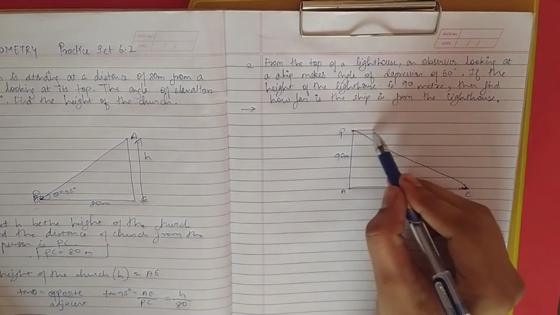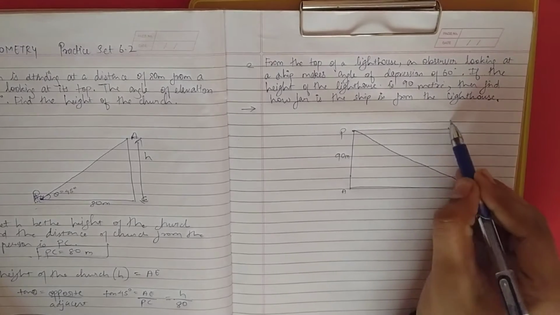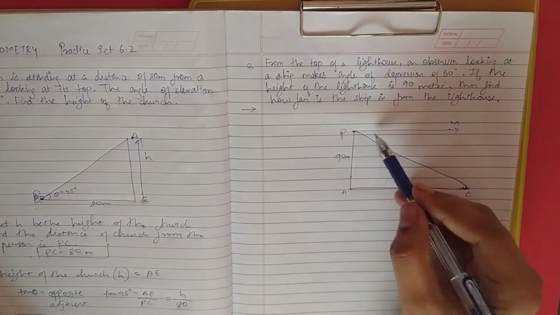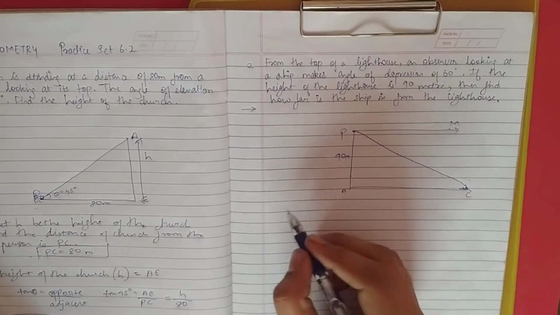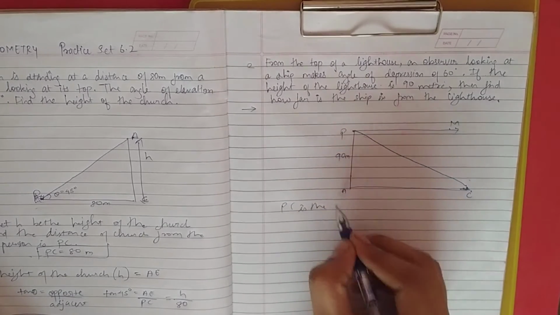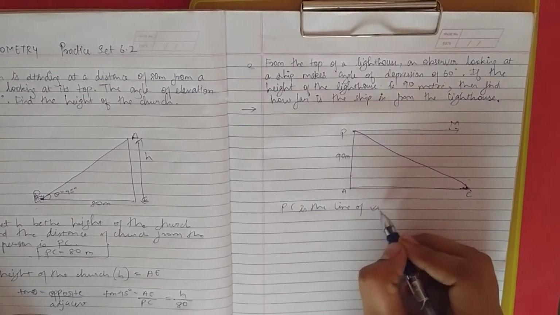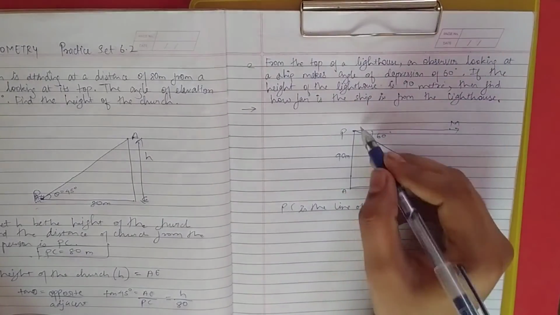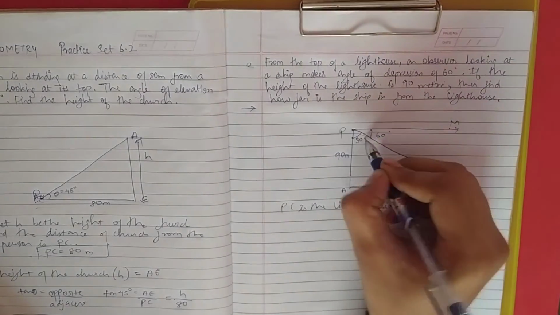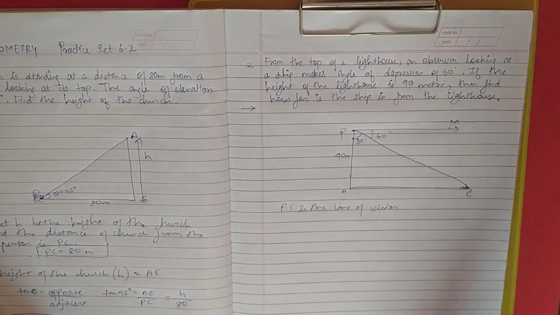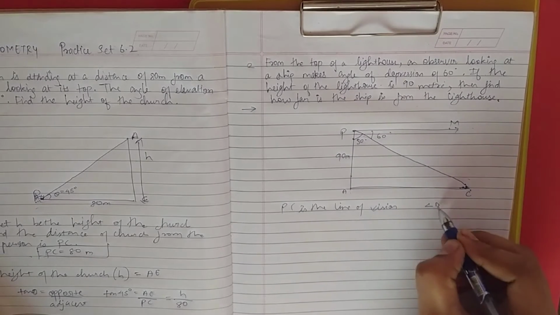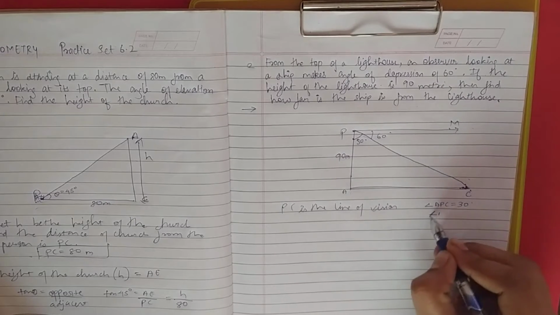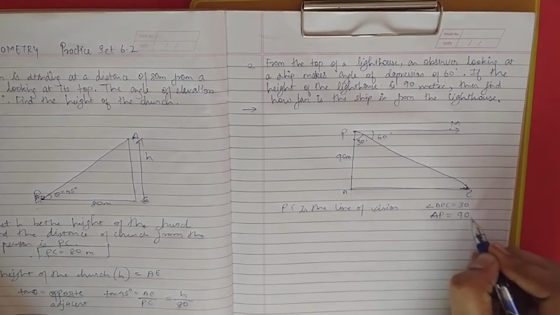So let's assume a straight line here. Let this line be M. The angle of depression is the angle made between the straight line and the line of vision. This line PC is the line of vision. Since the angle of depression is 60 degree, and both are straight lines, this will be 90 minus 60, that is 30 degree. So angle APC will be 30 degree, and we also know that AP is 90 meter.